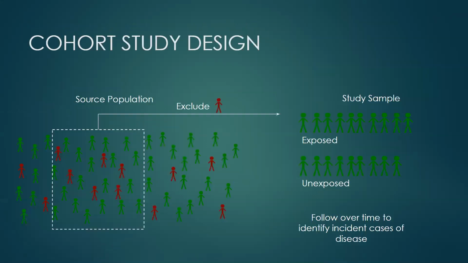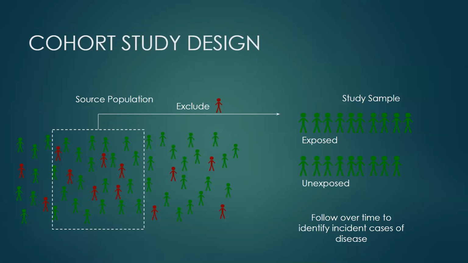So that's a cross-sectional study. The next type of study that we're going to talk about, again, this is an observational one, is a cohort study. And so in order to do a cohort study, we're still going to take some sort of hopefully random sample from within our source population.